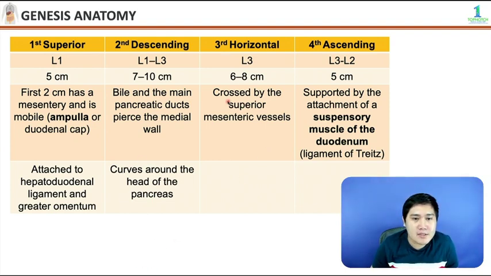The third part is the one crossed by the superior mesenteric vessels. And the fourth part is where the suspensory muscle of the duodenum, otherwise known as the ligament of Treitz, attaches. So that is the landmark wherein the duodenum is transitioning to be the jejunum. The demarcation between the duodenum and jejunum is the ligament of Treitz.